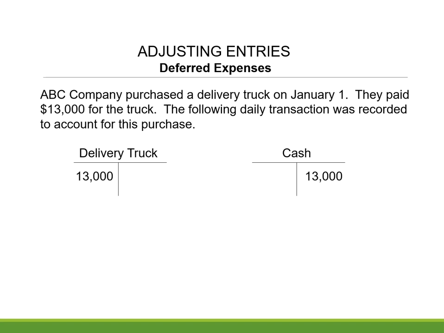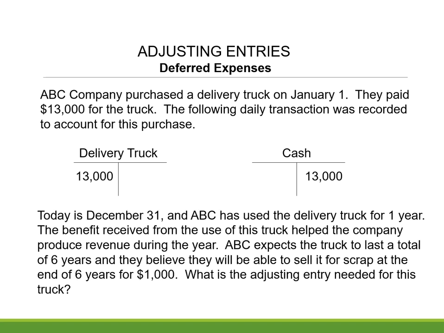So here our journal entry is we're going to debit our delivery truck for $13,000. Delivery truck is an asset and we're increasing it, and we paid cash for this delivery truck. Cash is also an asset, so we credited that to reduce it. So today is December 31st, and we have used the delivery truck for 1 year. The company received a benefit from the use of the truck, and it helped them to produce revenue. ABC expects the truck to last a total of 6 years, and they believe they will be able to sell it for scrap at the end of the 6 years for $1,000. What is the journal entry needed for this truck?